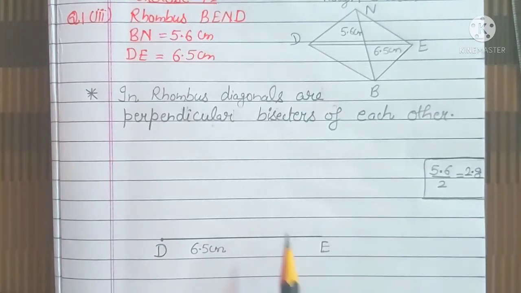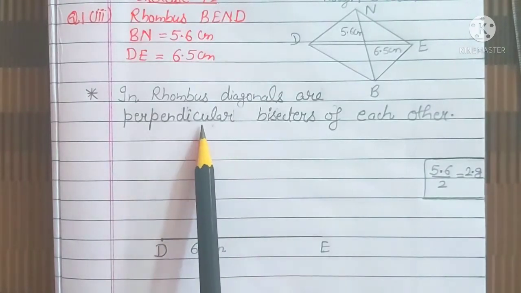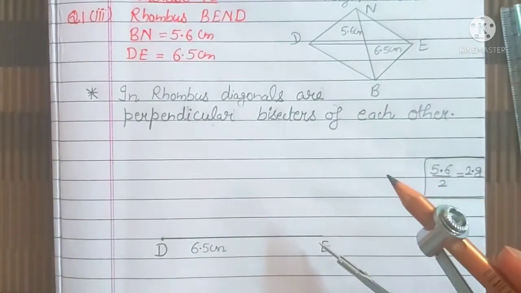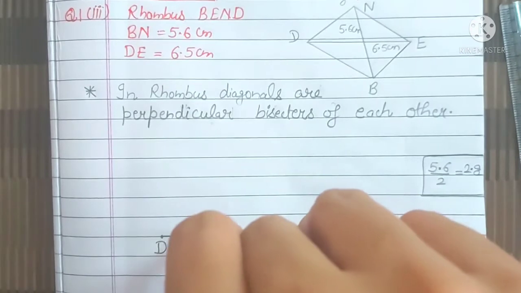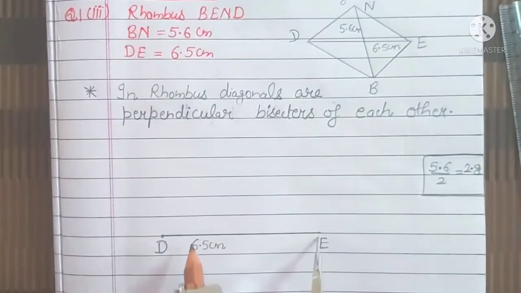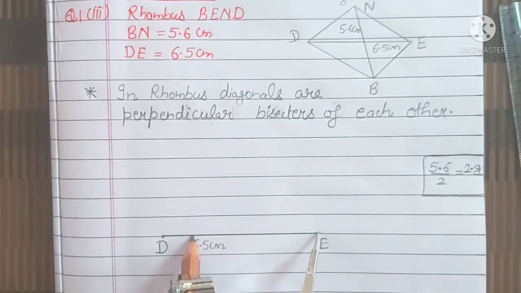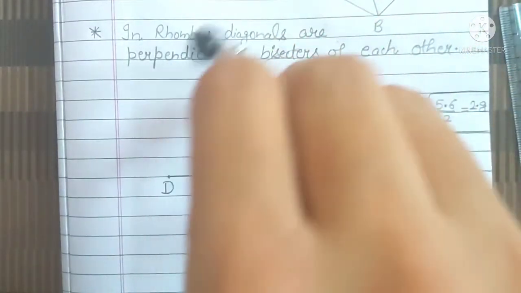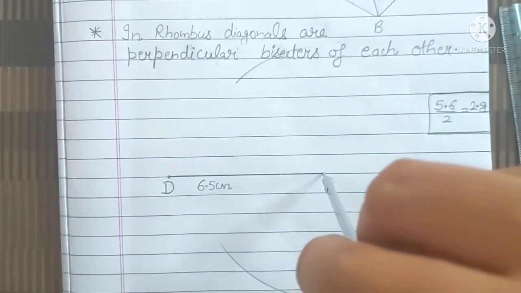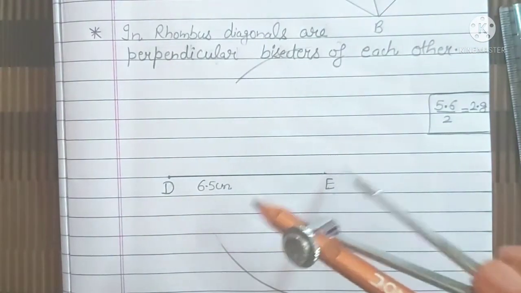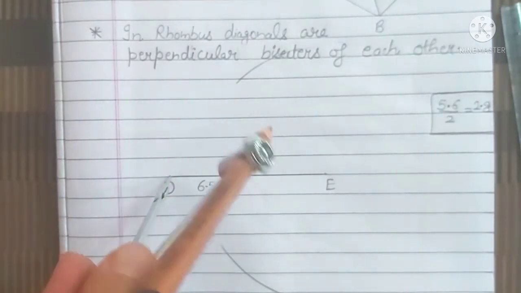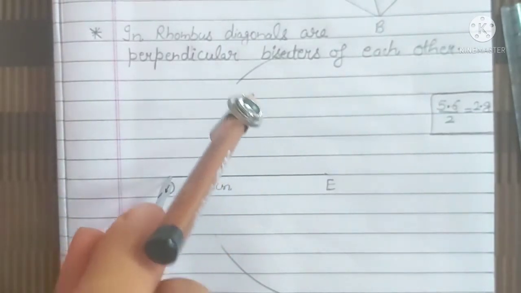Now we want to construct another diagonal. For that diagonal should be perpendicular. So for that, students, we need to construct a perpendicular bisector. First of all, you will open the compass more than half of this line and you will mark arcs upward and downward like this by taking E as center. Similarly, by taking D as a center, we will mark arcs upward and downward which must intersect these two arcs.